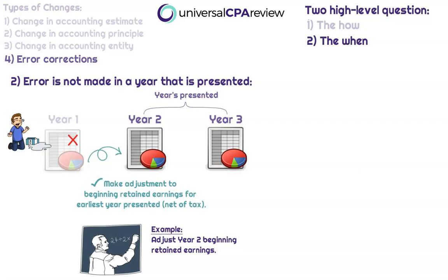All right, we're not restating anything necessarily. It's not a simple fix. We're just going to go back and take the cumulative effect from the year 1 error, and we're going to adjust retained earnings by this amount.